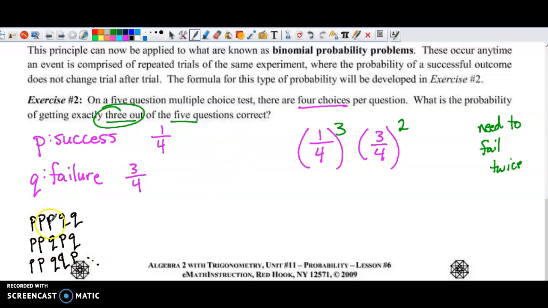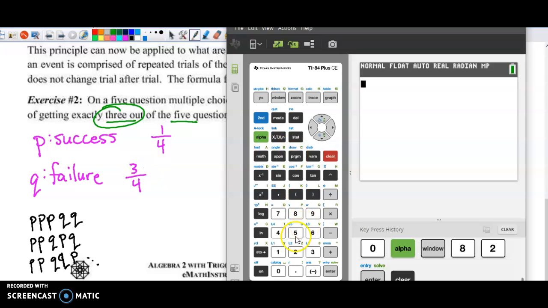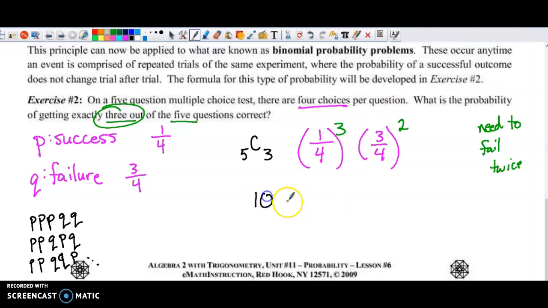How many different ways could we have succeeded and failed? Well, out of the 5 problems, I needed to succeed 3 times. It's a 5 combination 3. In other words, let's use a calculator just because I feel like it. There were 10 different ways I could have gotten exactly 3 questions correct. And so we multiplied the 10, how many different ways we could have done it, by this answer. It would be 1 over 64, and then 3 squared is 9 over 16.